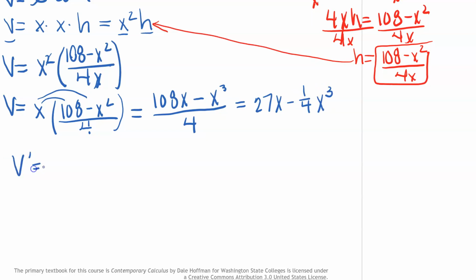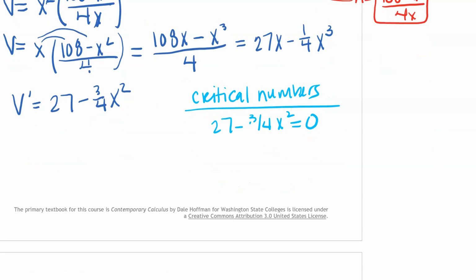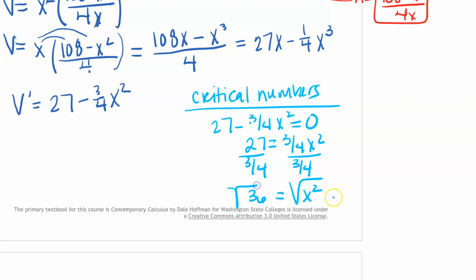So to maximize, we're going to take the derivative. Our derivative would be 27 minus 3/4 x squared. And then that is what we're going to use in order to find our critical numbers. So our critical numbers would be when our derivative is set equal to 0. So I'm going to say 27 minus 3/4 x squared equal to 0, and solve it from there. I'm going to add that 3/4 x squared to the other side and divide both sides by 3/4. That gives me x squared equal to 36. And then square root both sides to give me x equal to plus or minus 6.